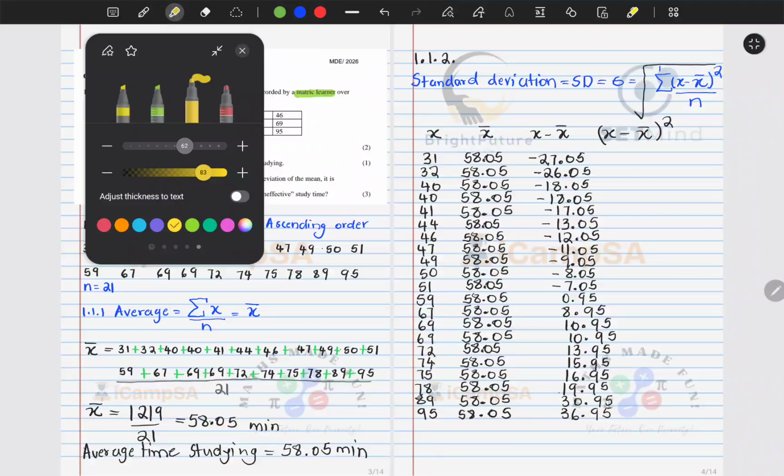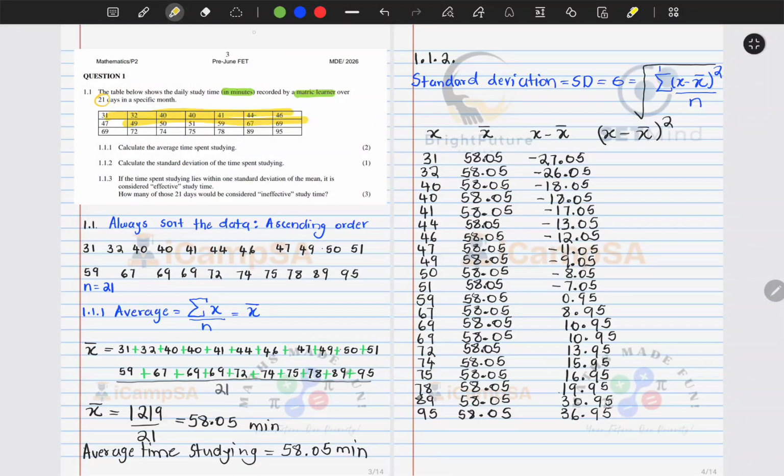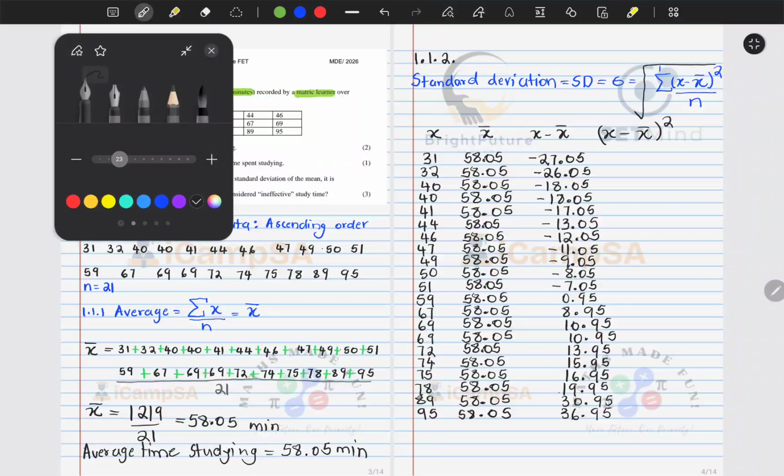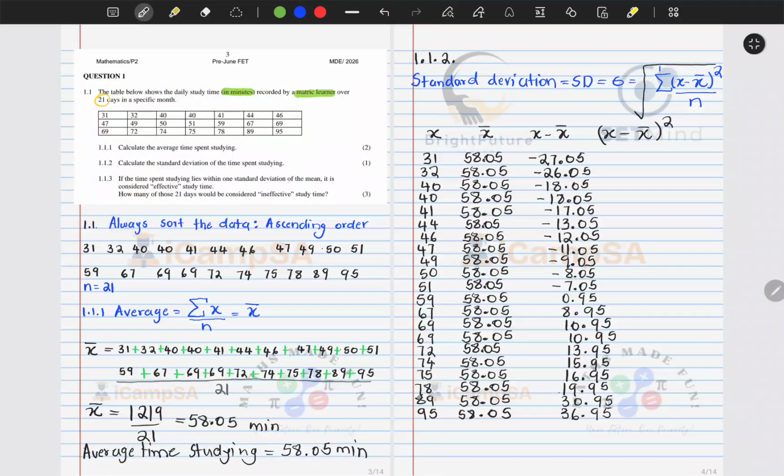And remember, if you put these in on your calculator, guys, you have a function for statistics that will allow you to draw the mean, the median, the standard deviation, and so on. But here I'm just going to show it anyway. What we need to do is to square this number now. If you say negative 27.05 squared, the answer you will get is 731.70, okay? And then you go to the next one, which is negative 26.05, and you square that one.